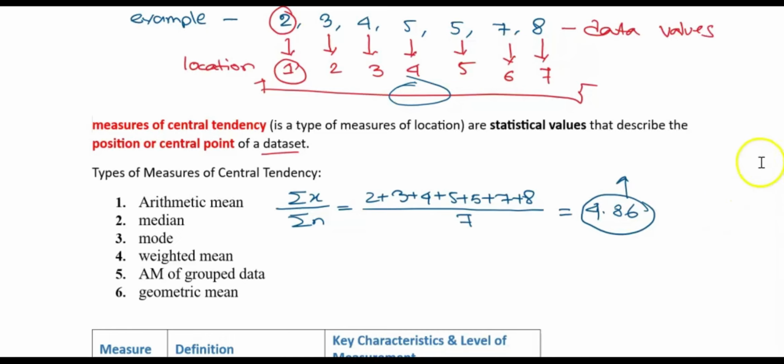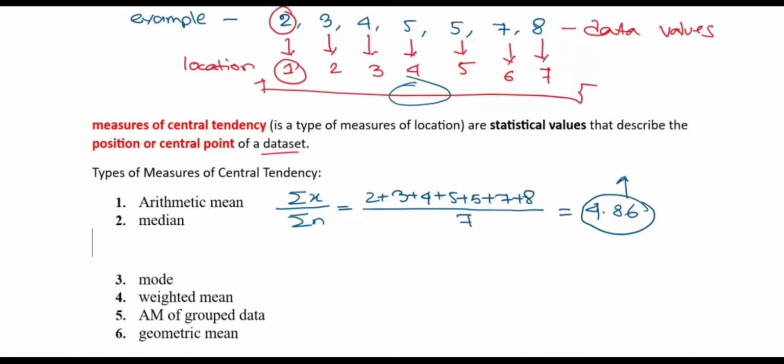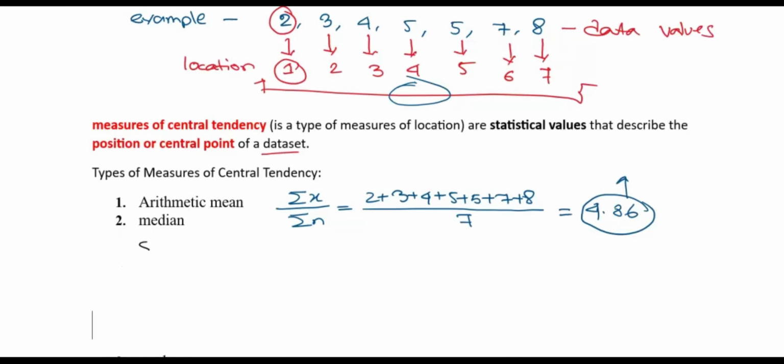Another one is what? Median. What is the median? For the median, we need to sort our data set first, from lowest to highest. It can work both ways, but I wrote it this way. My data set here is already sorted from lowest to highest.